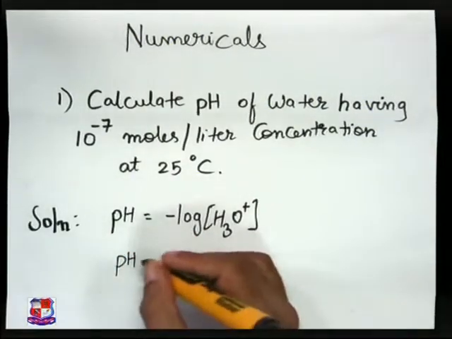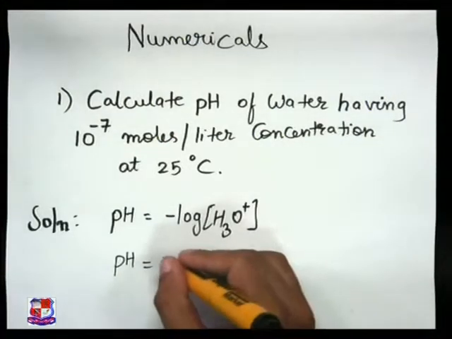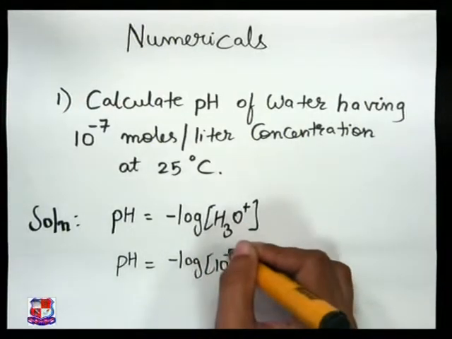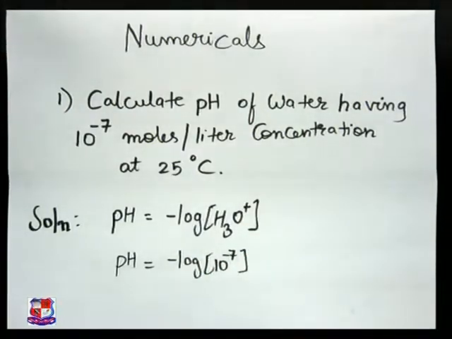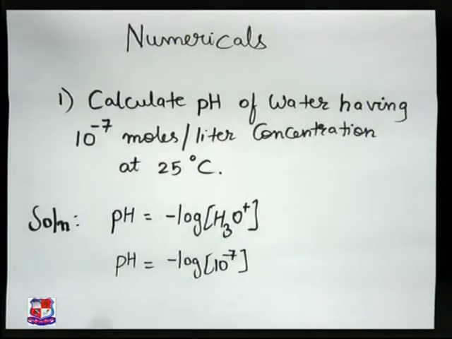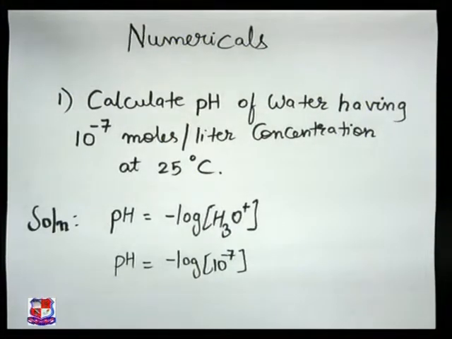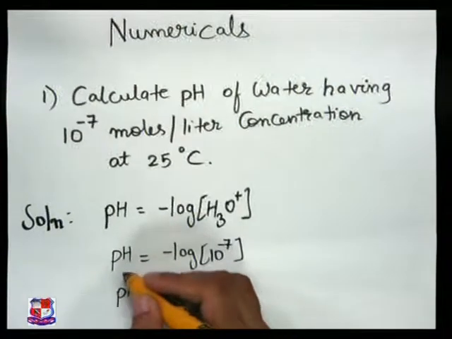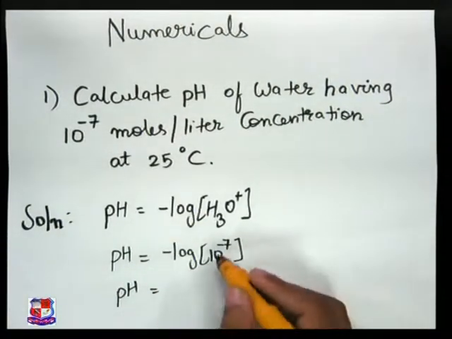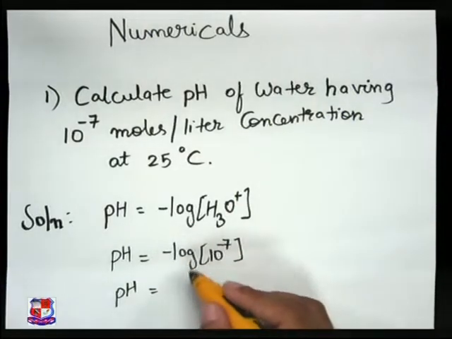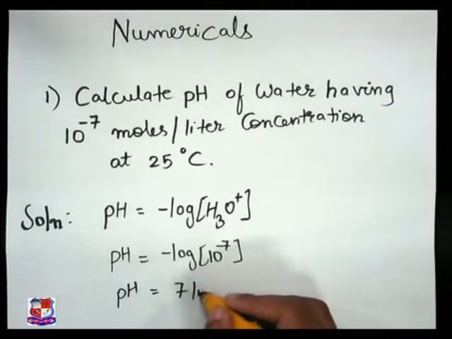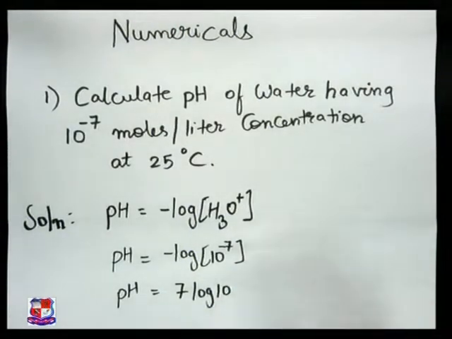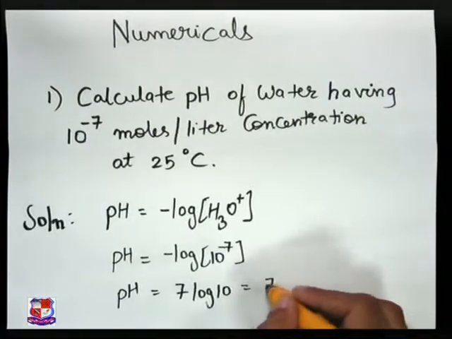pH is equal to minus log of 10 to the power minus 7. Can I write like this? So we have kept the concentration as 10 to the power minus 7. Now I can solve it further. pH is equal to this minus and this minus becomes plus, so it will become 7 log 10. You know log 10 is 1, so straight away we are going to get the water pH as 7.